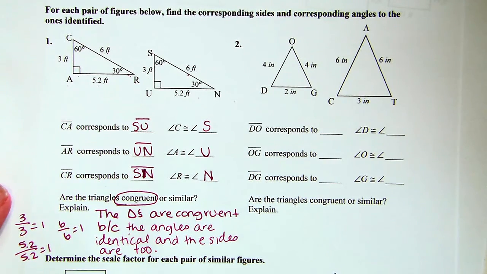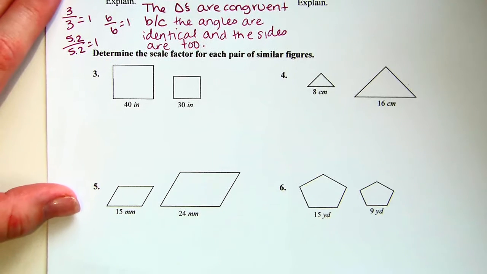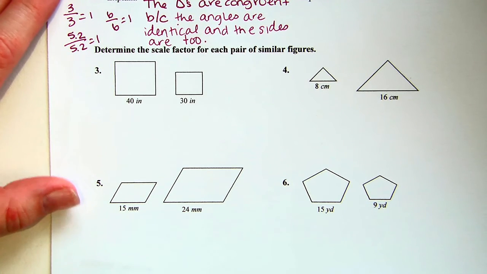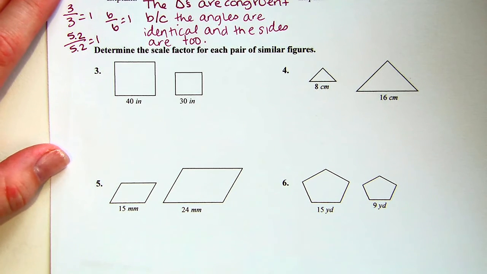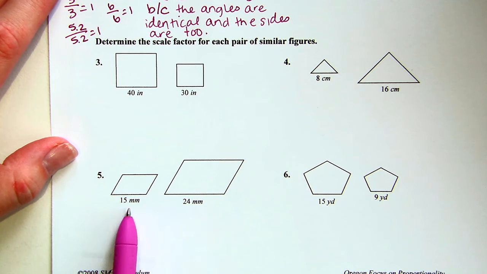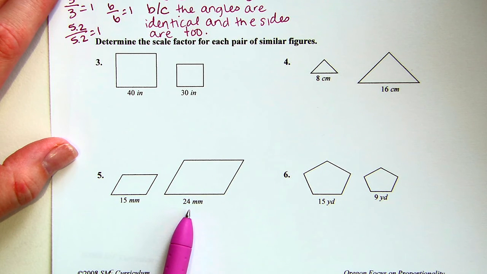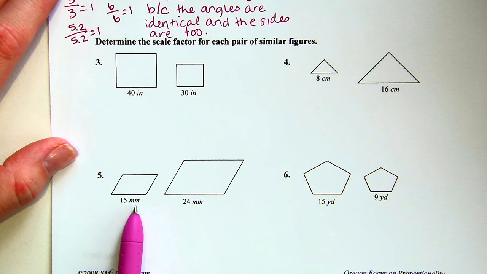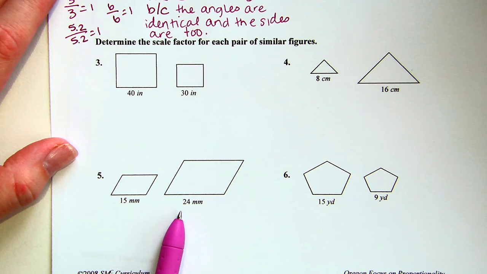So I'm going to roll this up. Now number 5 asks us to determine the scale factor for each pair of similar figures. Now for number 5, I have 2 parallelograms. That's what these figures are. And I have 15 millimeters and 24 millimeters. Now our scale factor is the ratio in simplest form.